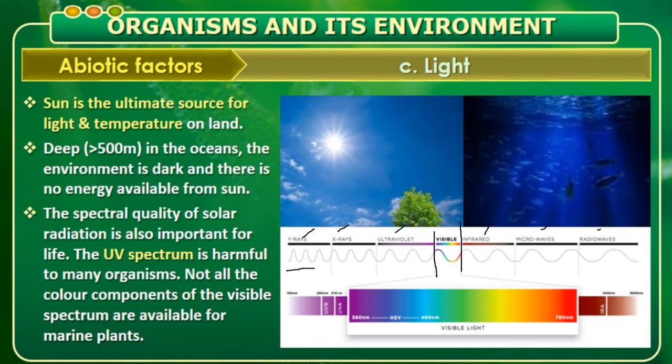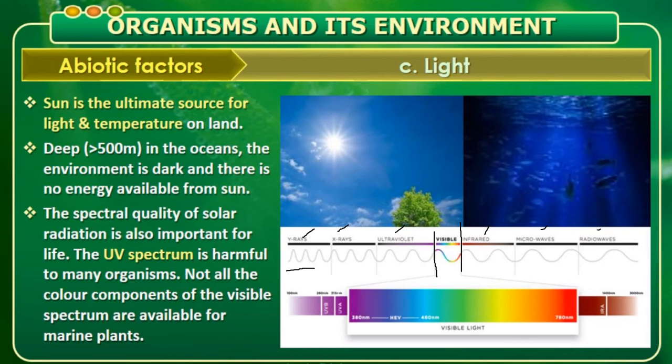Among these colors, the plant usually absorbs the red light, which lies between 600 to 700 nanometers. So this is a very good light in the visible rays, which enhances photosynthesis and traps the solar energy in the form of electrons to run the photosynthesis. Now coming to the first point, the sun is the ultimate source of light and temperature on the land.